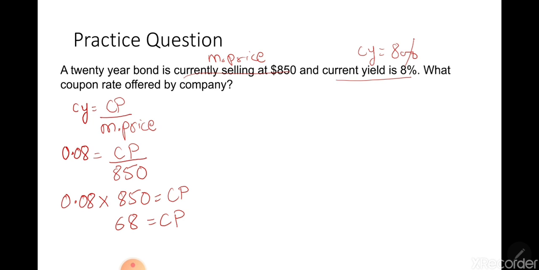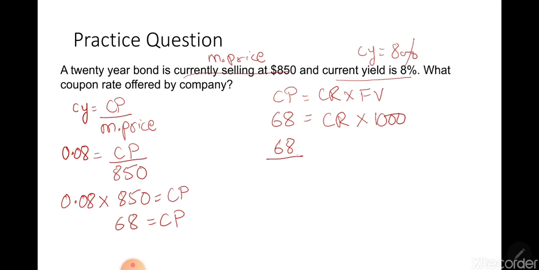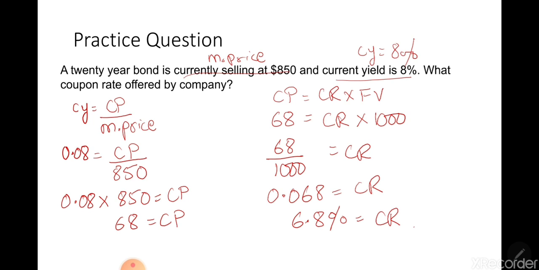Now we can convert this coupon payment into the coupon rate. The formula for coupon payment is coupon rate multiplied by face value. The coupon payment you know is 68. You do not know what the coupon rate is, and the face value is not given to you over here, but you can assume it to be 1000. This 1000 is multiplying over here. On the other side it will go into division, so 68 divided by 1000, 0.068 is the coupon rate, or 6.8% is the coupon rate.